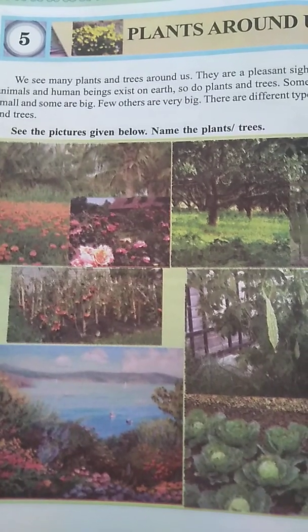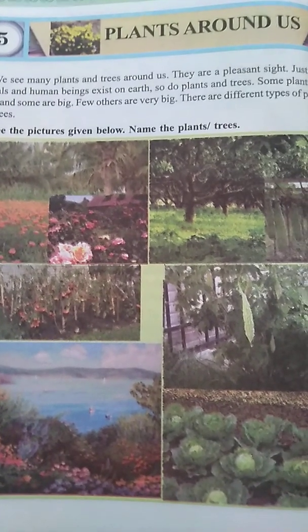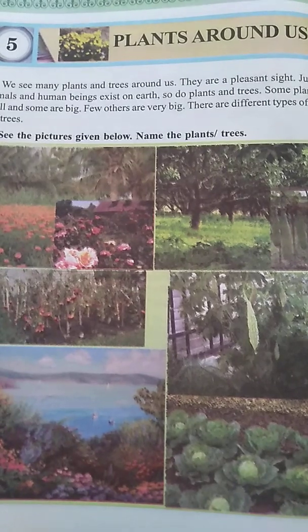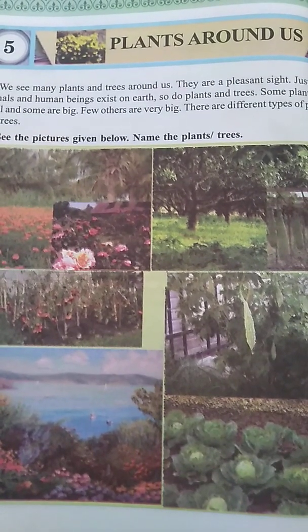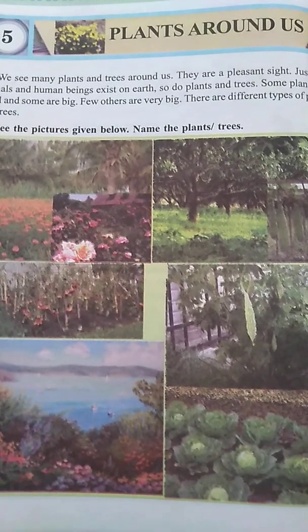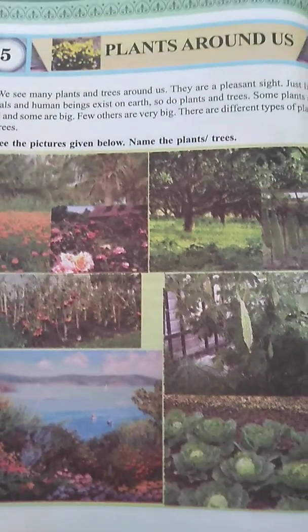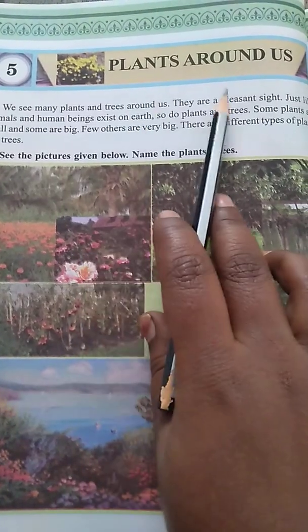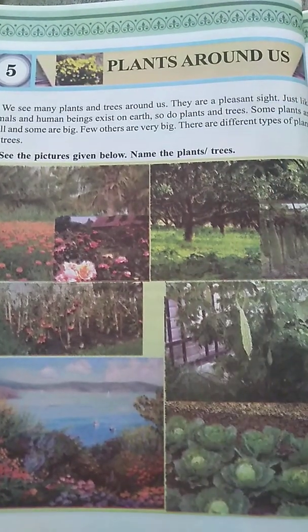This is S. Jyoti and I am going to teach you environmental studies of 4th class. Okay, so all of you take out your 4th class EVS books, page number 44. The lesson name is Plants Around Us.